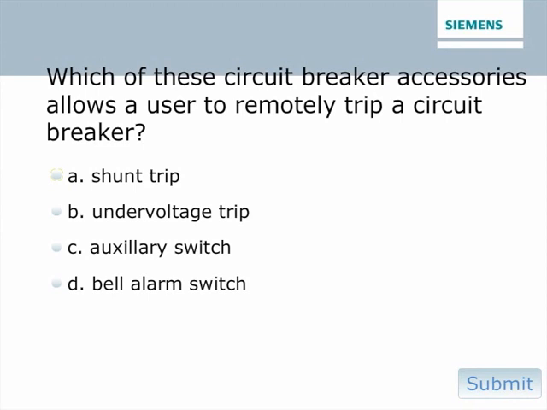Question 15. Which of these circuit breaker accessories allows a user to remotely trip a circuit breaker? Is it A, shunt trip, B, undervoltage trip, C, auxiliary switch, or D, bell alarm switch?